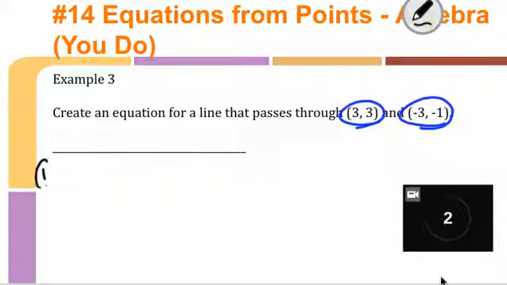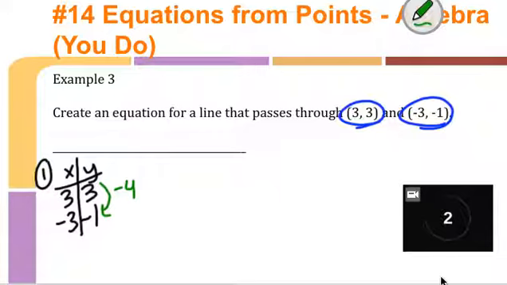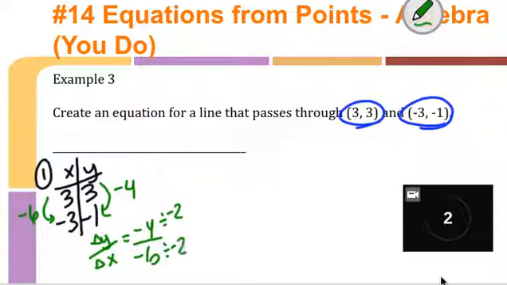My first step, find my slope. X, y. (3, 3). (-3, -1). 3 to -1, that's subtracting 4. 3 to -3, that's subtracting 6. So my change in y divided by my change in x is equal to -4 over -6. And I can divide both of those by -2 to get a +2 over 3 as my slope.